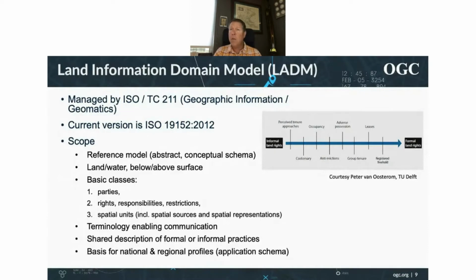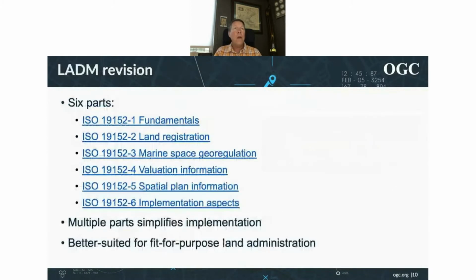There's some terminology that is enabling the communication amongst the parties to exchange information, and really very important, formal or informal practices. So the understanding that some communities don't have formal land registration practices, they're informal, and how do you address those when you're characterizing that land? And then finally, the ability to profile this standard to make it suitable for national or regional profiles, a very important sort of subset of it. You see just in the illustration there, that difference between the formality, informal to formal land rights, and hopefully that's clear to everyone. And you certainly can, in your own communities, understand where you are in that spectrum.